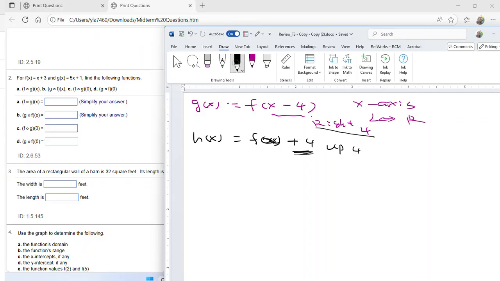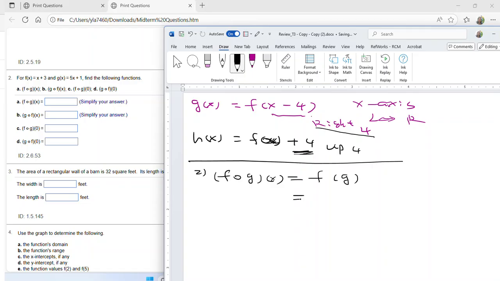If I have f composite g of x, f is the outer, g is the inner. The quick and easy way here is I just go to the f function and replace x by g. My f of x is x plus 3, so this one will be g plus 3. And then eventually you replace g in.